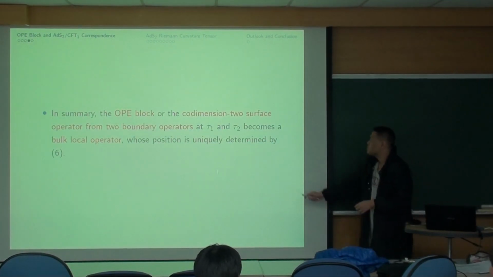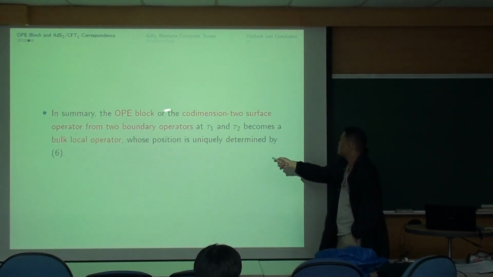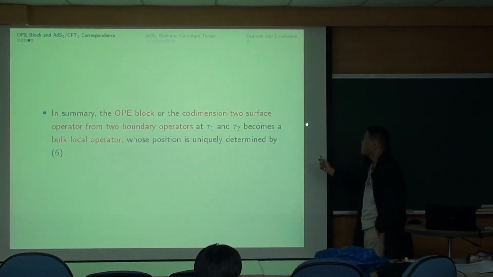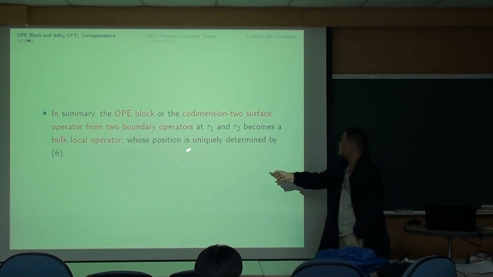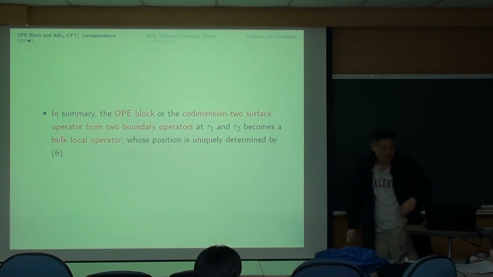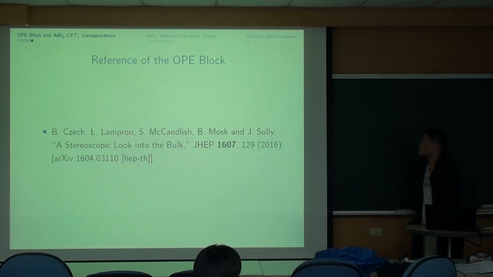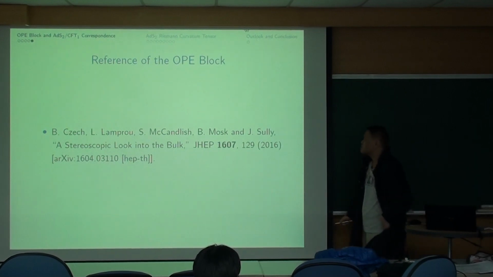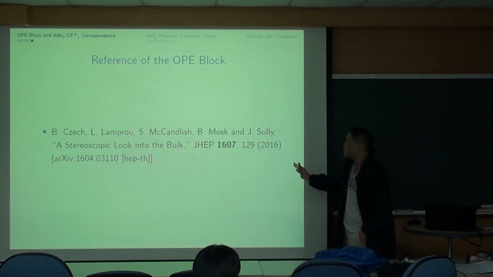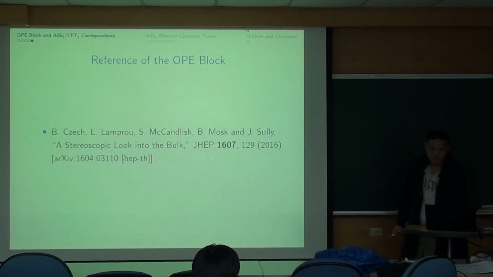So in summary, the OPE block, or the codimension-2 surface operator, just comes from the two boundary operators at tau 1 and tau 2, which gives us a bulk local operator whose position is uniquely determined by equation 6. And for the higher dimension case, you can see this paper, where they first proposed this idea for this holographic setup.